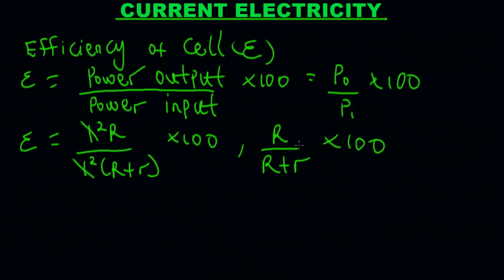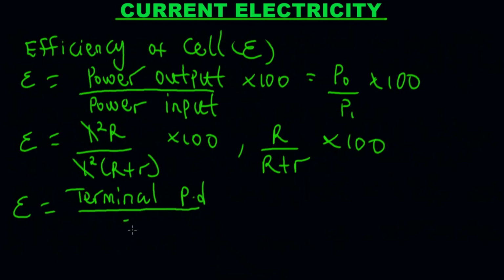Good. So if you look at this closely, you would notice that there's something we could see here. Now we could also write this efficiency as the terminal PD, the terminal potential difference, over the E.M.F. times 100. And why is that? Why is this? Take for instance, if we did not cancel out our I square directly, and we chose to cancel just one of the I. We would have been having something like this, right?